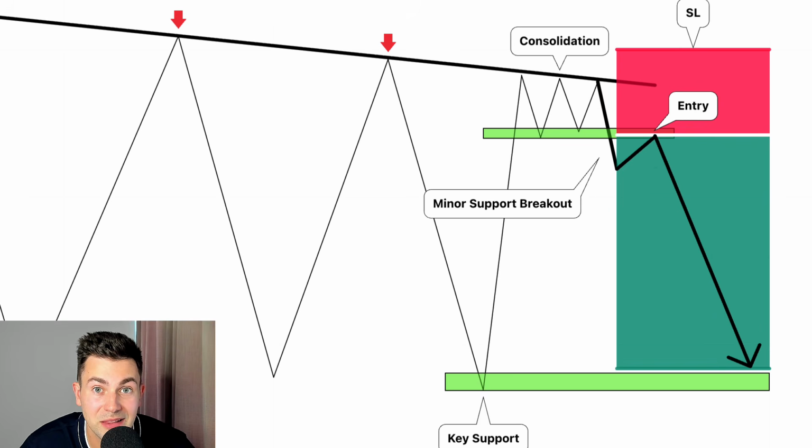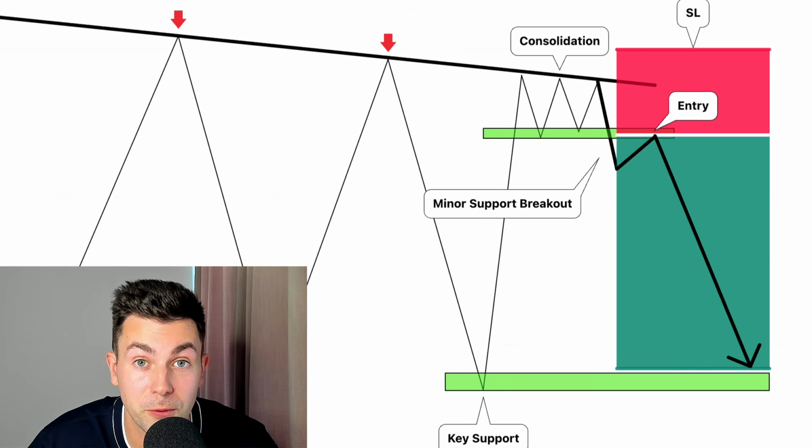After a daily candle closes below a minor support of this consolidation, set your sell limit order on a retest of that. Your stop loss will lie above the highs of a consolidation, and your take profit will be based on a key support based on the current low. That will be your perfect swing trade.